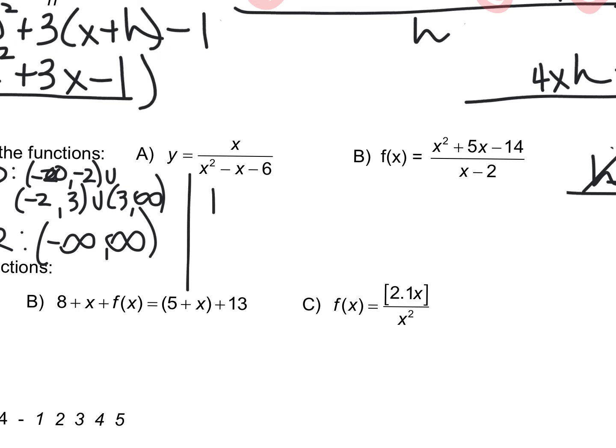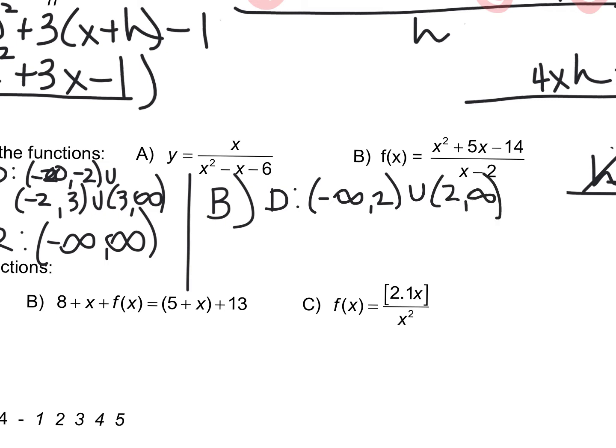For b, we're going to do the same thing. Note on b, you got a little more going on in the numerator there, but it's not like a square root function or anything else that would give a restriction on the inputs. So the only restriction would be the denominator set equal to 0, which would give us x equals 2. So our domain is going to be all values except for 2. In interval notation, we write it like this.